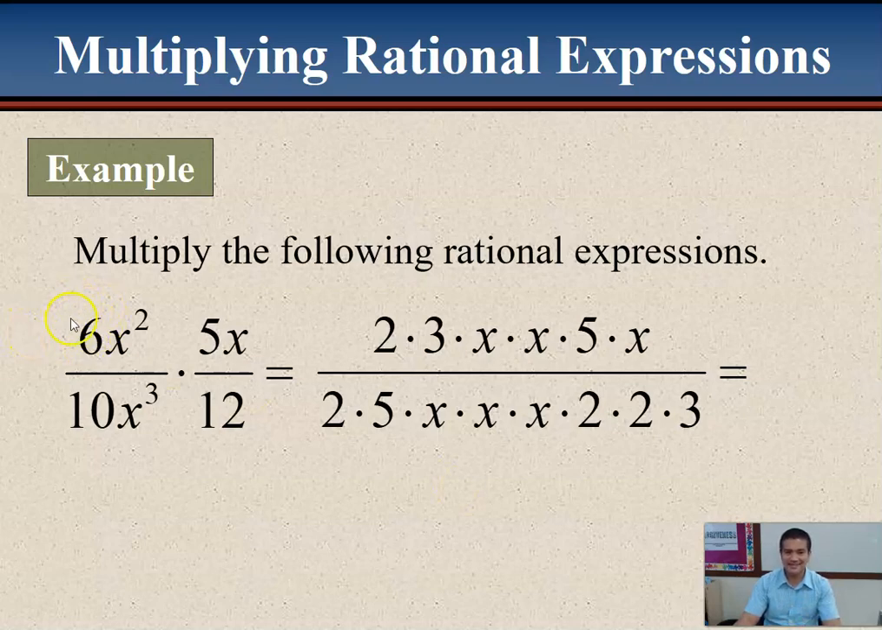So for example, here 6 and 12. Okay, they have a common factor. You can factor that out, or you can simplify that as 1 over 2, right? And then 5 and 10, 1 over 2 as well. So 1 over 2 times 1 over 2 is equal to 1 over 4. And then x squared times x over x cubed: when you multiply, you add the exponents. So therefore x cubed over x cubed is also equal to 1. So therefore your answer is equal to 1 over 4.